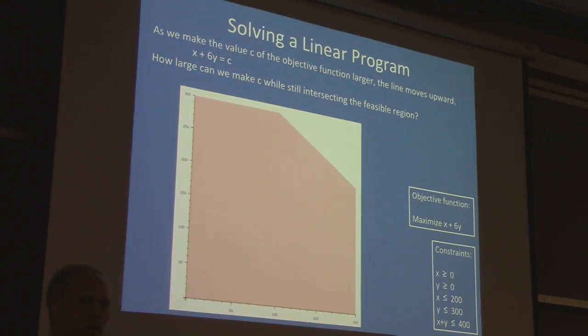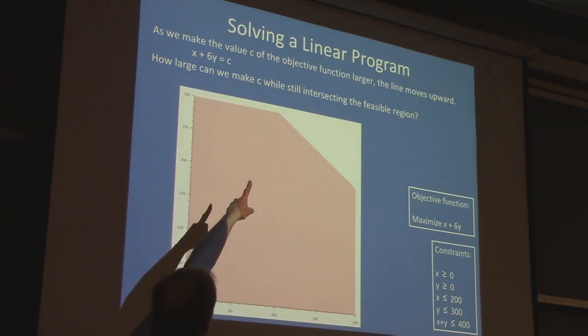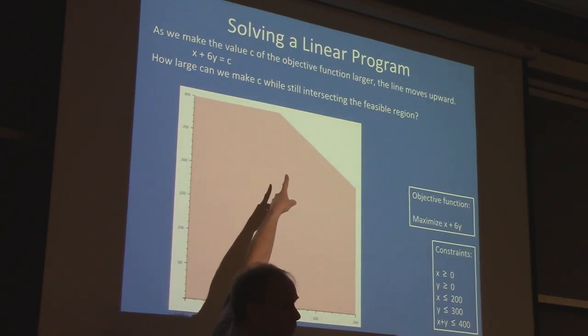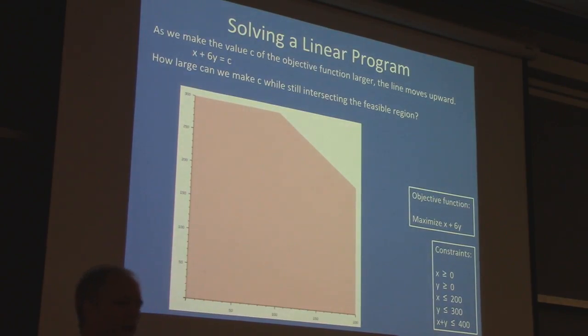Now, where was that line when we left the region? What was the last point it touched? It's that corner right there. X equals 100, y equals 300. Right, that little corner right up there. I claim that no matter what the objective function is, the last point it touches when it leaves the feasible region will be a corner.